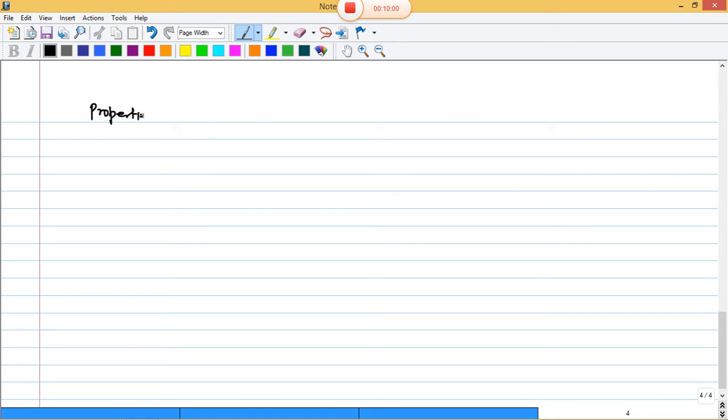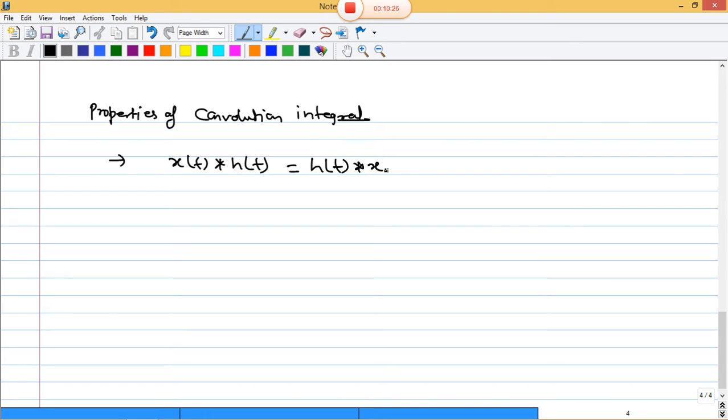Properties of convolution integral. First property: if x(t), the input, is convolved with the impulse response h(t), then we can write it like this: h(t) convolved with x(t). This is commutative. Convolution integral follows the commutative property.